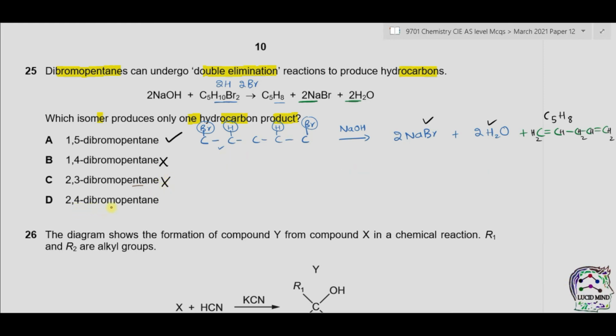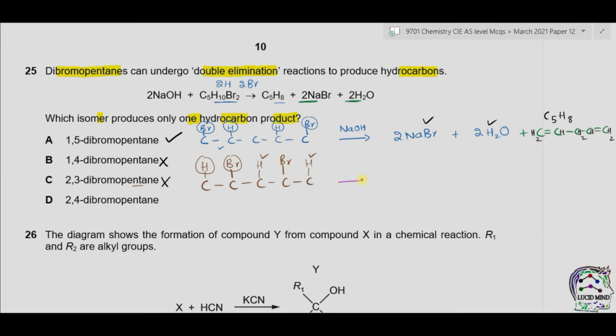Last one is 2,4-dibromopentane. Again we have 5 carbon atoms. On the second carbon and fourth carbon we have bromine. Again elimination can take place in such a way that one hydrogen atom is removed from the adjacent carbon. The second double bond can either come between these two carbon atoms if this hydrogen is removed along with Br, or between these two carbon atoms if this hydrogen is removed along with this Br.